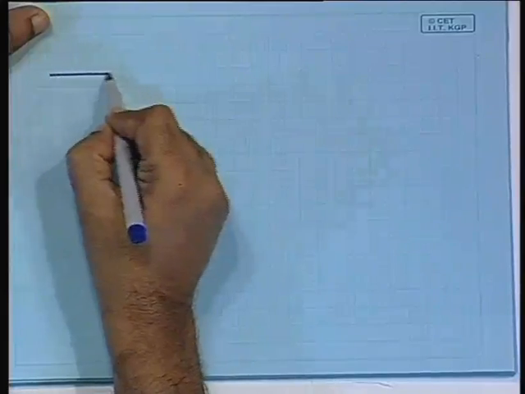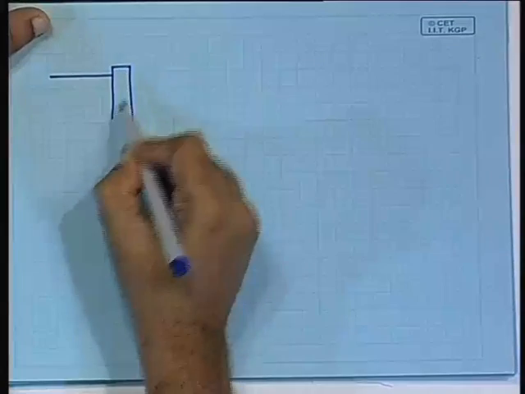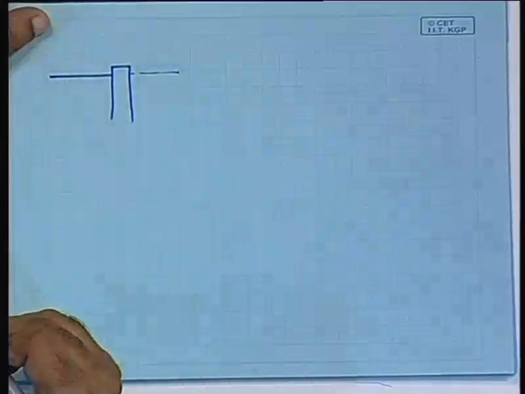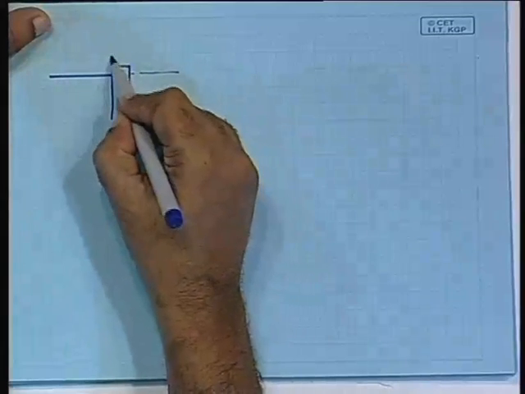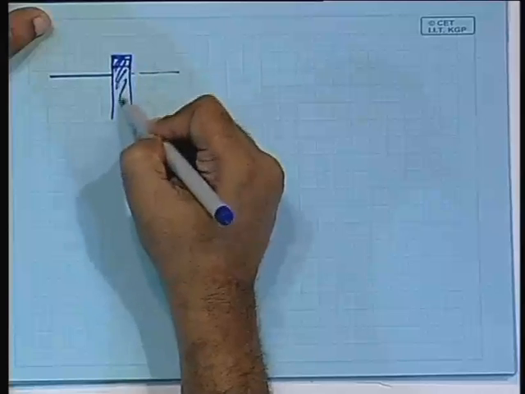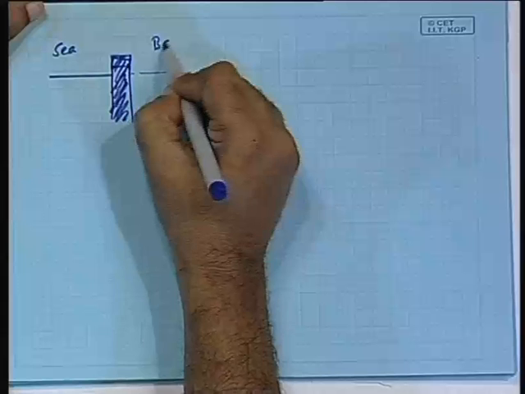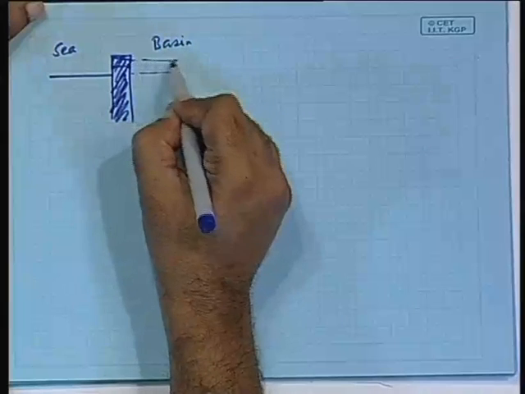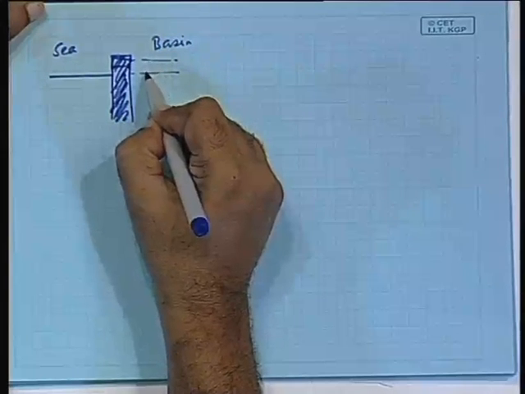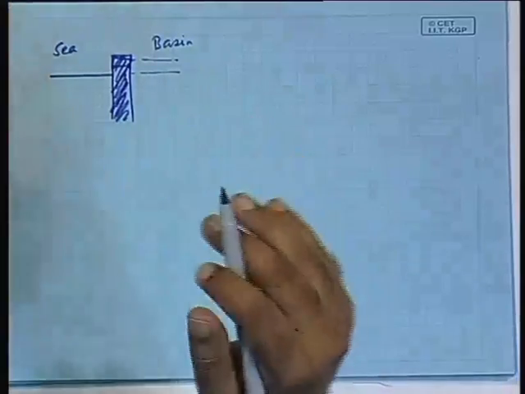Now, when you are pumping, if this is the sea water level, at that time it was like this. This is the dam, this is the sea, and this is the basin, and you increase it to this much, 0.1 R. So what is the average head difference against which you have to do the pumping? 0.05 R. Okay.